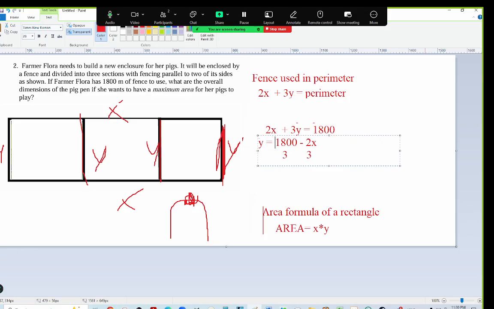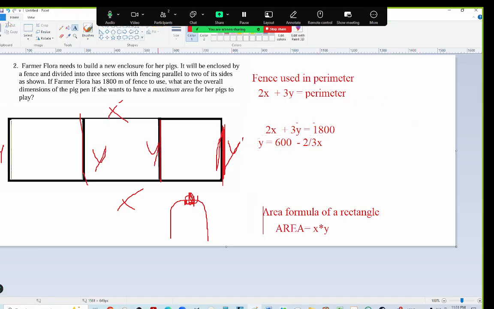1800 divided by 3 is 600, which is fine. But notice I'm left with something annoying here. I'm left with minus 2/3 x. So I have a fraction. Fractions are annoying. Now that we've practiced isolating y, and we're left with an annoying fraction, I'd like you to do the same thing, but isolate x.